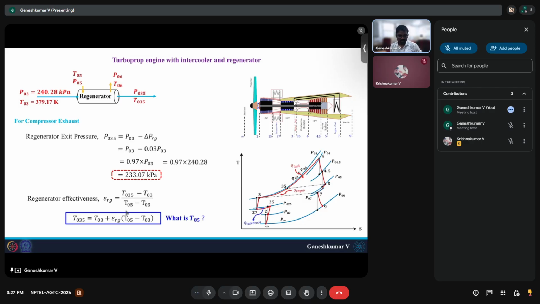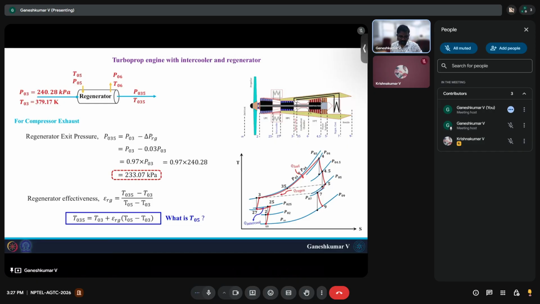So the problem is, what is T05? Without knowing the temperature of the gases that exit the power turbine, we cannot really find the temperature at the exit of this regenerator for the compressor exhaust. Like we ended up having four unknowns in the previous turbofan engine with intercooler and regenerator, we will also have some number of unknowns here, and we may need to do an iterative procedure to solve this problem.